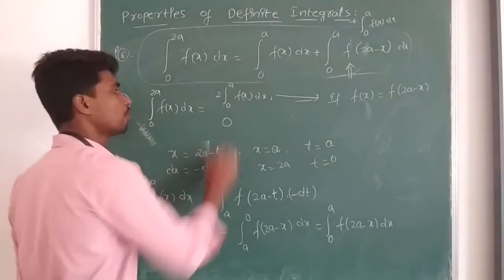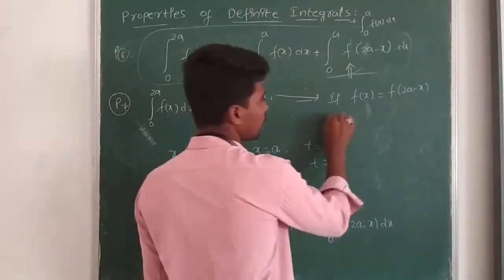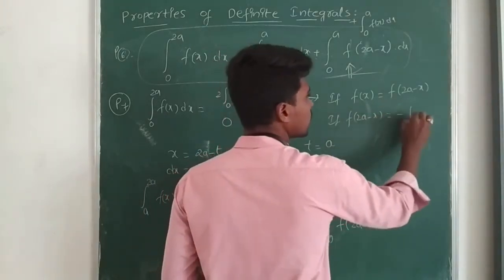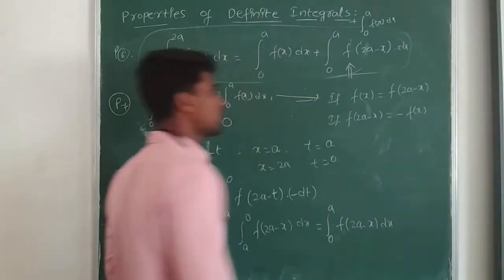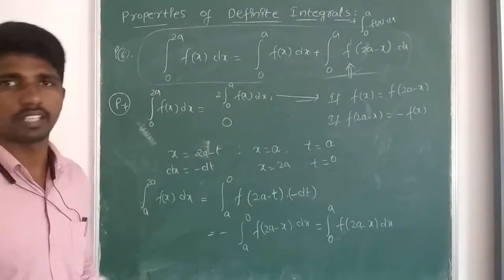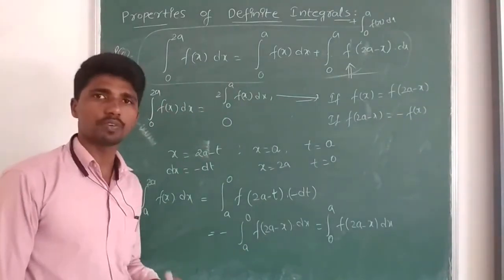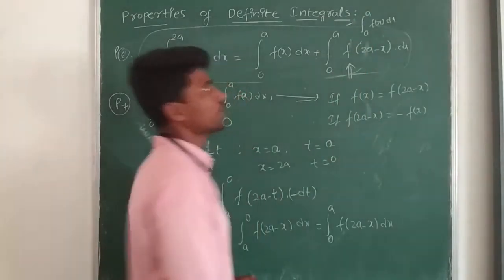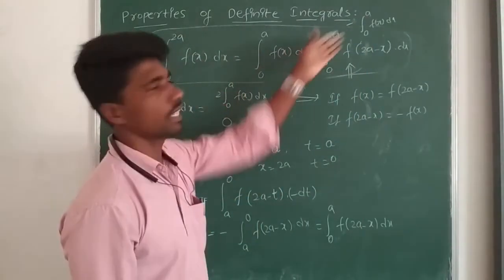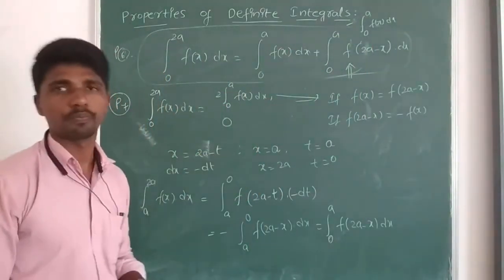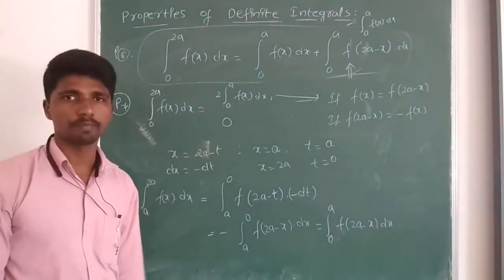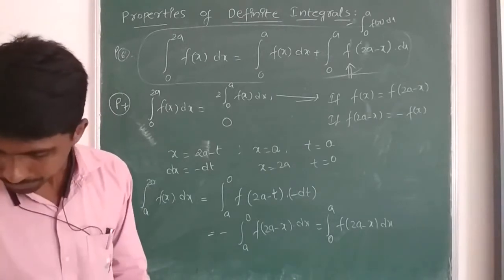Otherwise, this becomes 0. If f of 2a minus x is equal to minus f of x, then f of 2a minus x becomes minus of f of x. If I substitute here minus of integral 0 to a f of x dx, both will get cancelled. I get 0. In this case, we get the answer as 0. Okay. The next property.